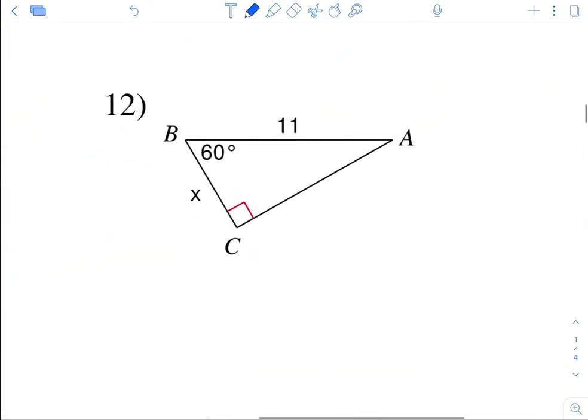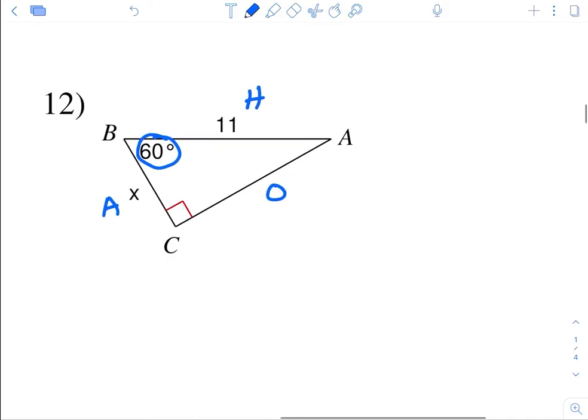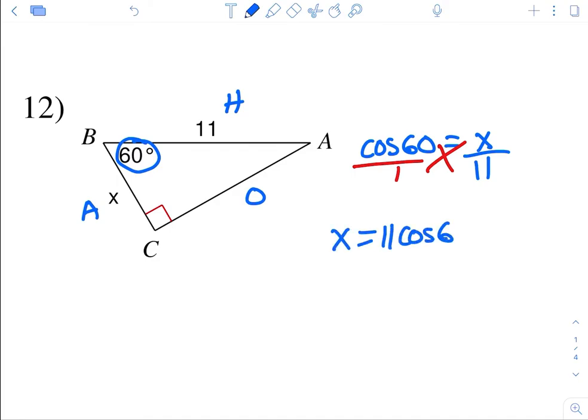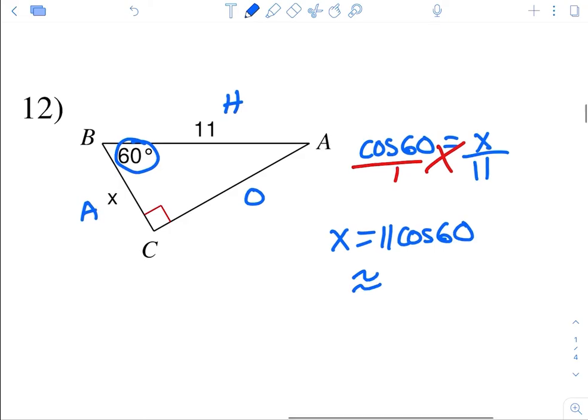Alright, 12. In the perspective of this, we got opposite, adjacent, hypotenuse. So A and H for cosine. So cosine of 60 is equal to adjacent over hypotenuse. Put this over 1. Cross multiply. 1 times x is x. 11 times cosine 60 is 11 cosine 60, which is roughly 5.5. Oh, on the dot.